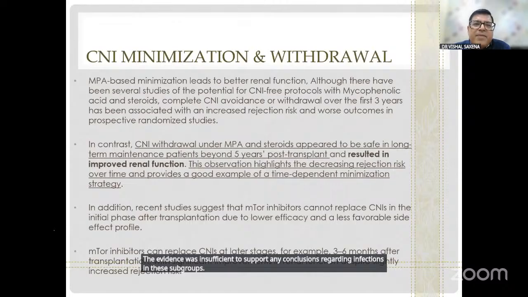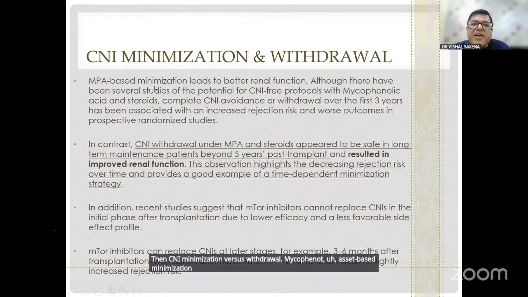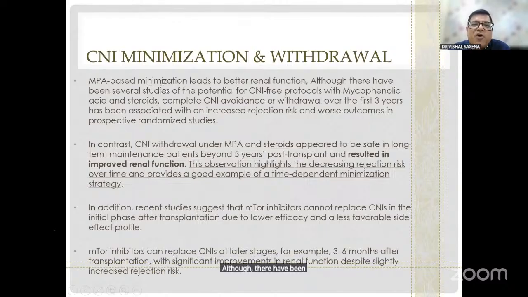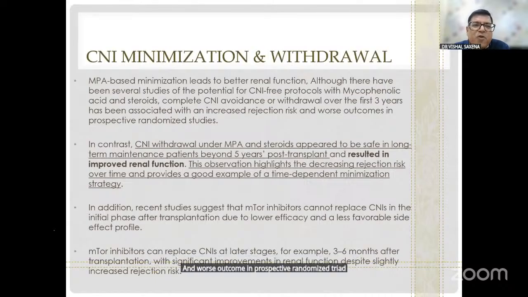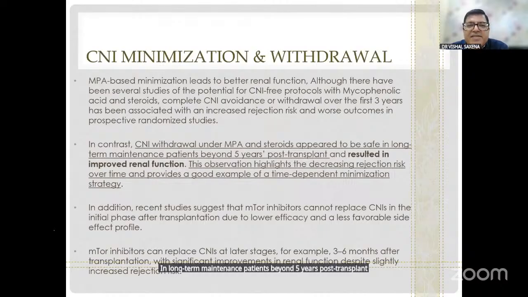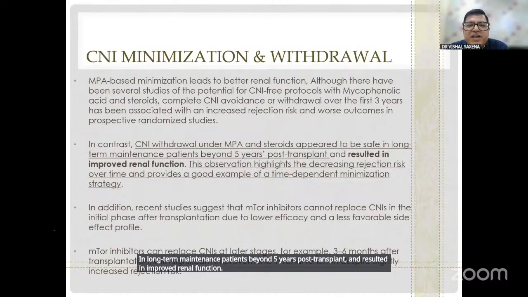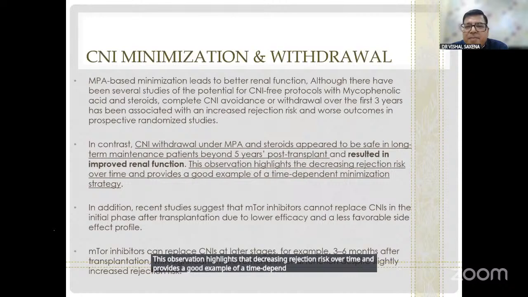Then CNI minimization versus withdrawal. Mycophenolic acid-based minimization led to better renal function, although there have been several studies of the potential for CNI-free protocols with mycophenolic acid and steroids. Complete CNI avoidance or withdrawal over the first 3 years has been associated with increased rejection risk and worse outcome in prospective randomized trials. In contrast, CNI withdrawal under MPA and steroids appeared to be safe in long-term maintenance patients beyond 5 years post-transplant and resulted in improved renal function. This observation highlights the decreasing rejection risk over time and provides a good example of a time-dependent minimization strategy.